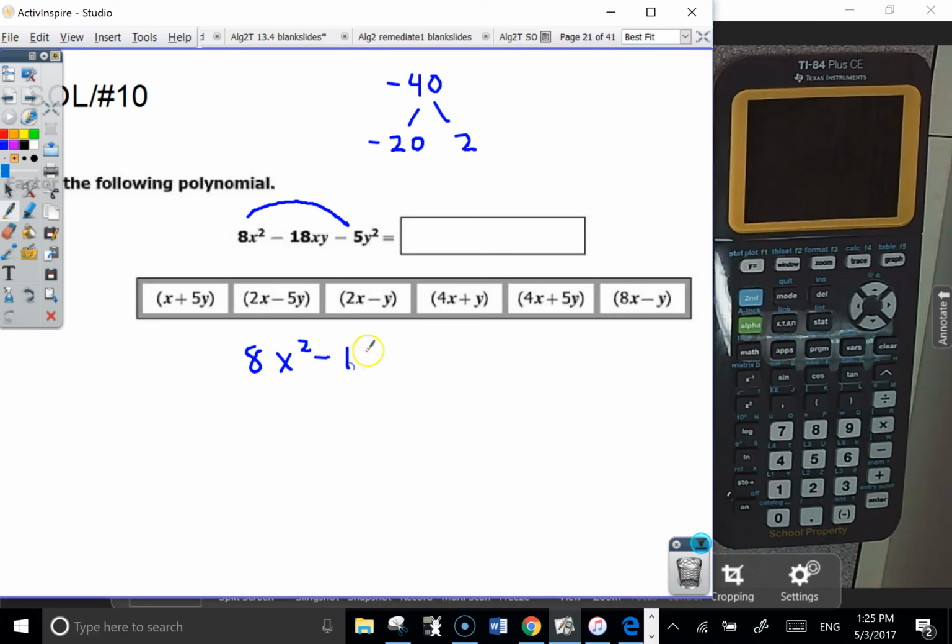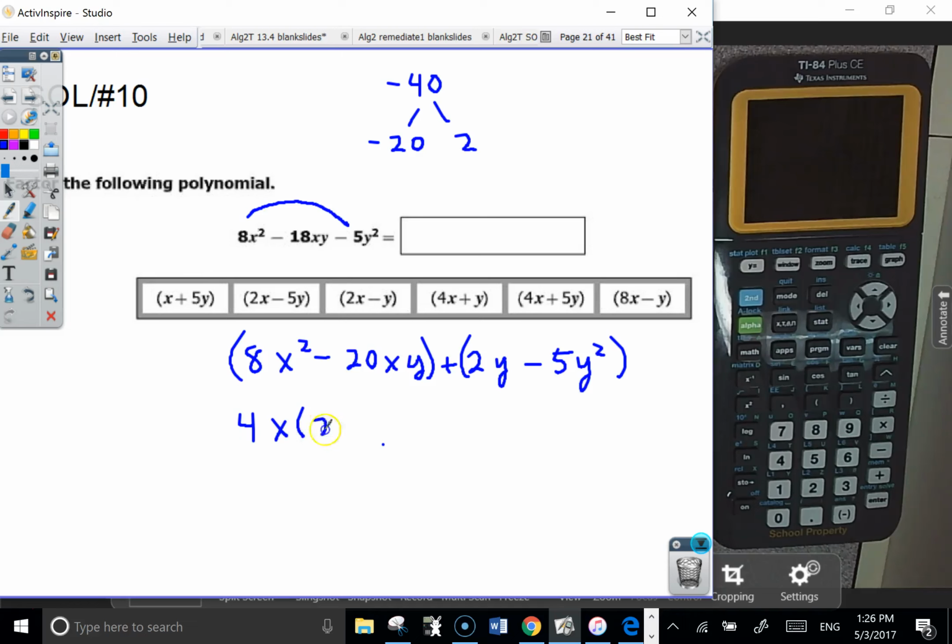8x squared minus 18xy. Oh, that was wrong. I meant to say 20. Minus 20xy plus 2xy minus 5y squared. Then I group the first two terms. I group the last two terms. I factor each set of parentheses.